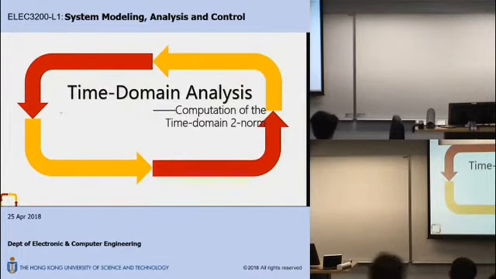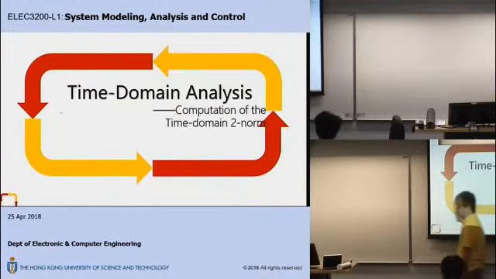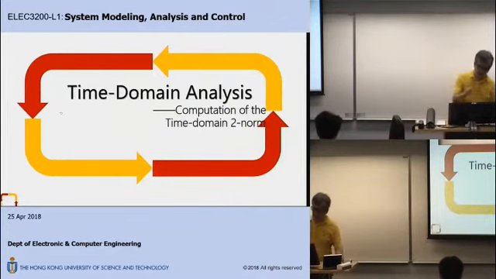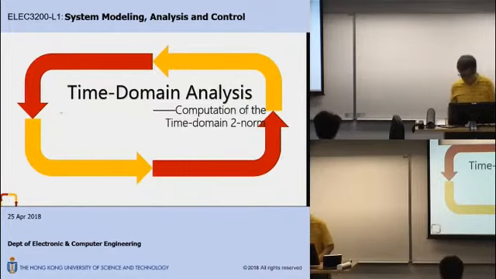Today I'm going to look at the computation of the time domain two norm. It turns out that the two norm can be computed rather easily. If you try to compute the one norm or infinity norm, it's indeed quite difficult to do. So that's why the computation of the two norm is easy, and why we often use the two norm in our later study for optimization and things like that. Okay, let's see how we can compute the two norm.